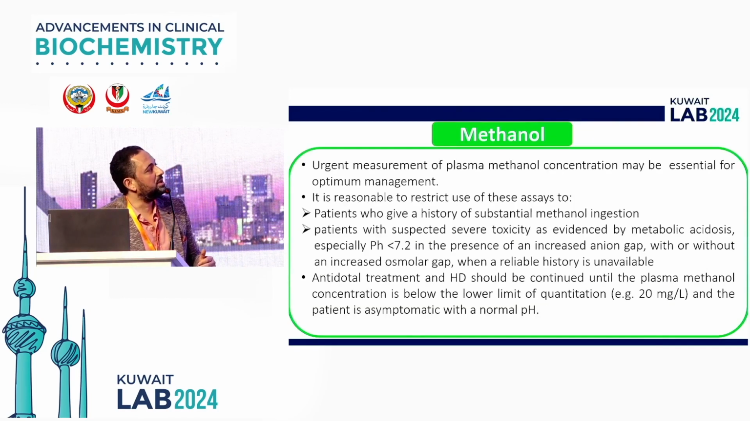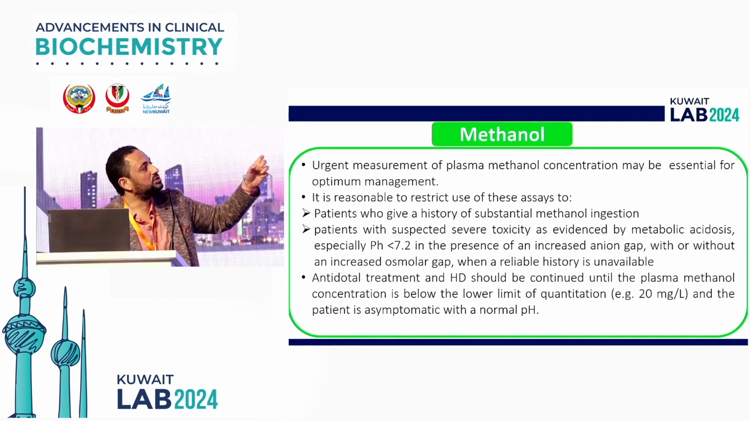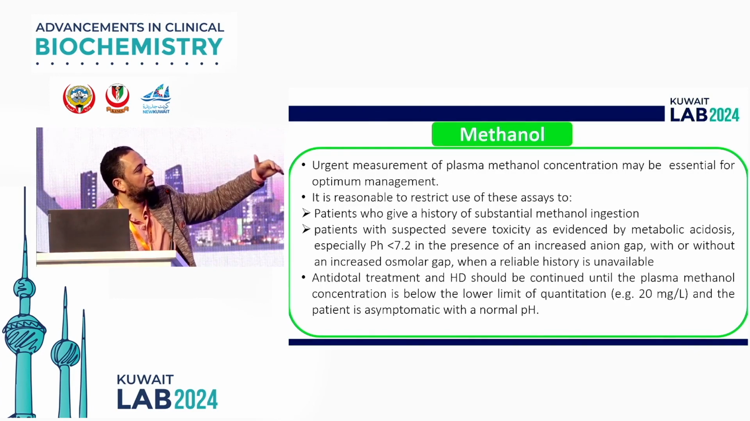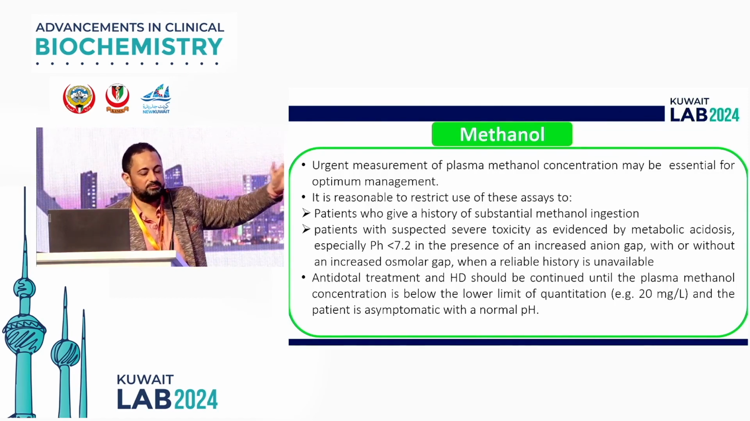What about methanol? Urgent measurement of plasma methanol may be essential for optimum management. It is reasonable to restrict its use to patients with a history of substantial methanol ingestion, or severe toxicity as evidenced by metabolic acidosis with high anion gap, with or without increased osmolar gap. And we depend on the methanol level to stop treatment with fomepizole or even hemodialysis, okay?